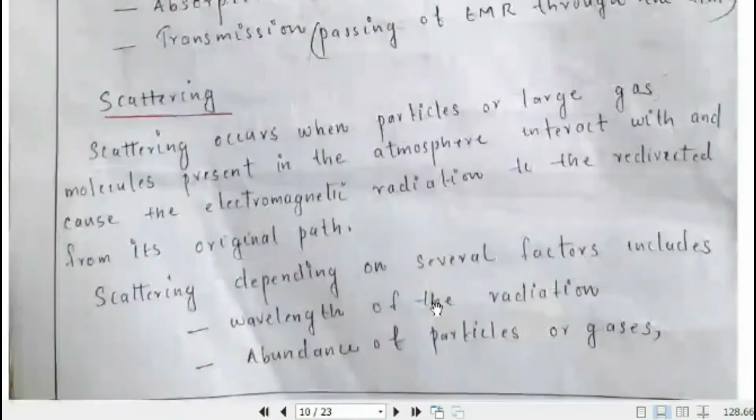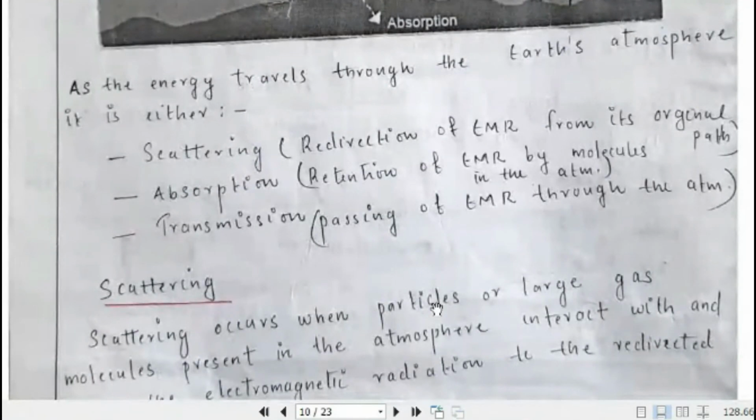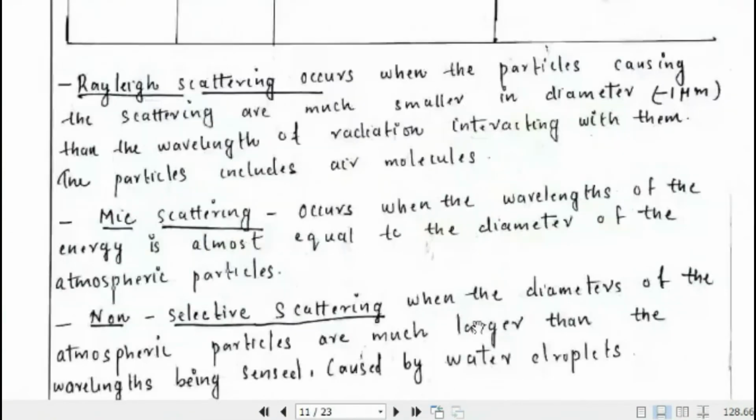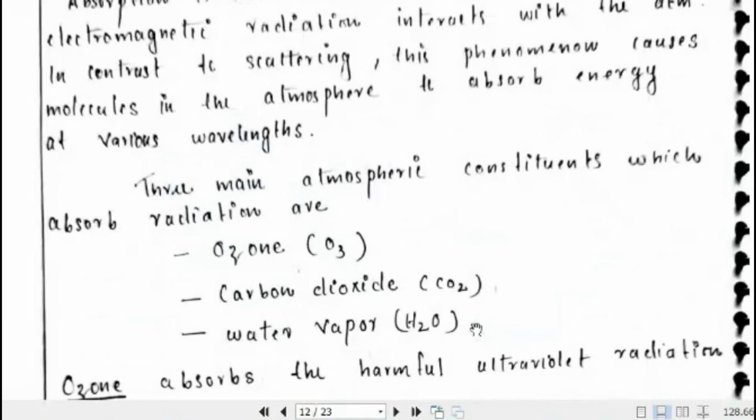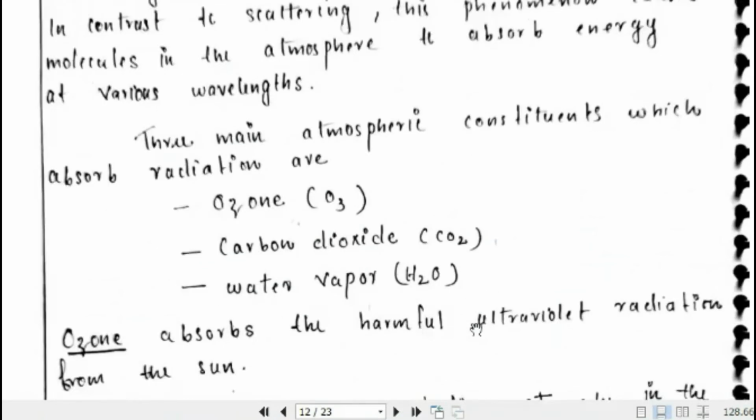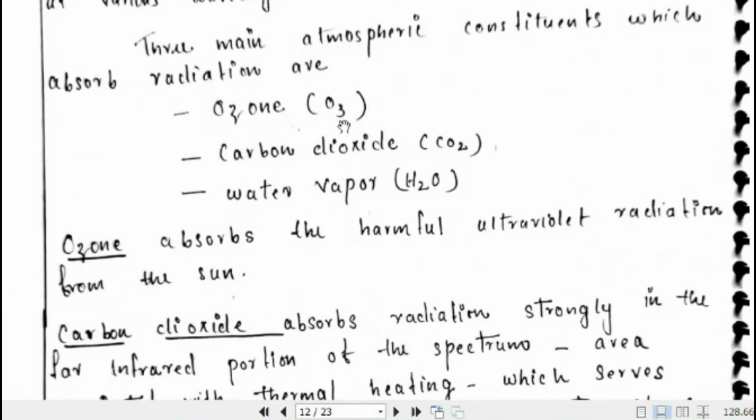Then the next process which happens to the electromagnetic energy when it is passing through the atmosphere is absorption. Absorption, as I already told, is the retention of electromagnetic energy by the molecules present in the atmosphere. There are three different constituents which absorb part of the electromagnetic energy from the radiation. These are ozone, carbon dioxide, and water vapor.